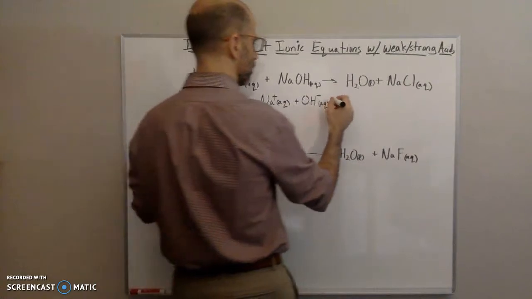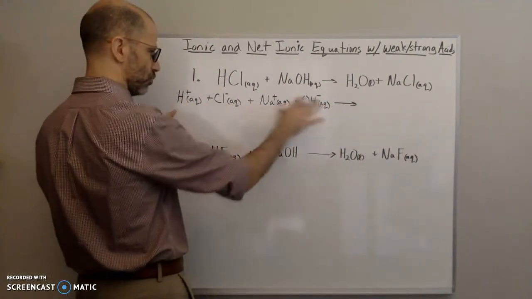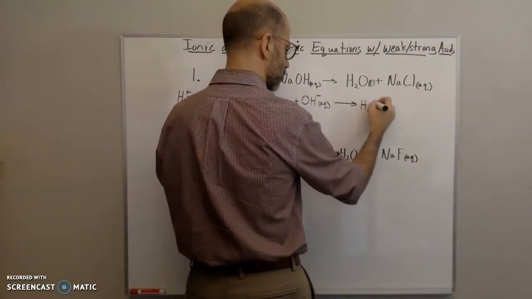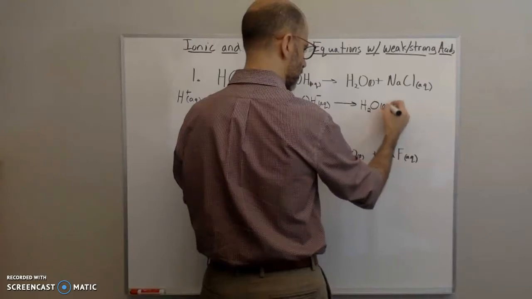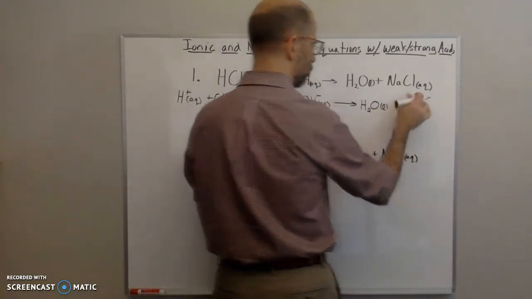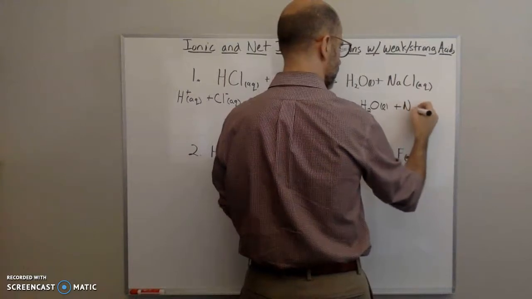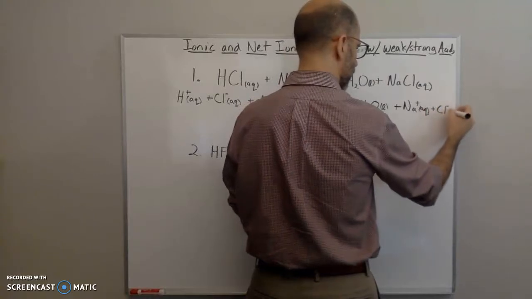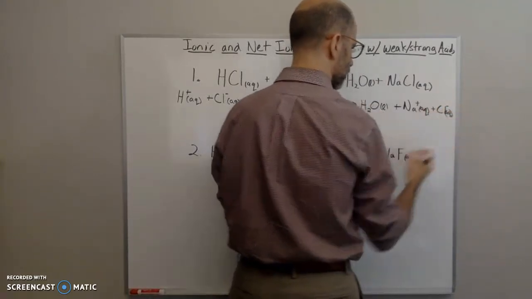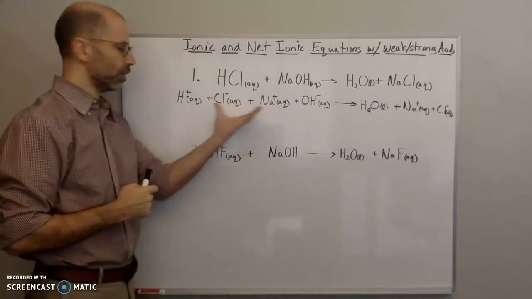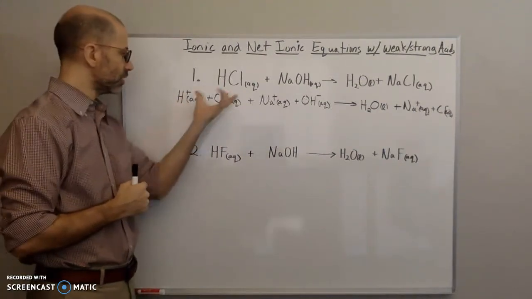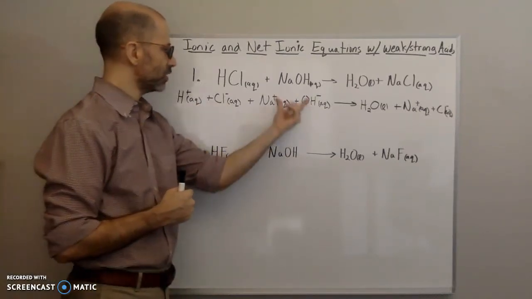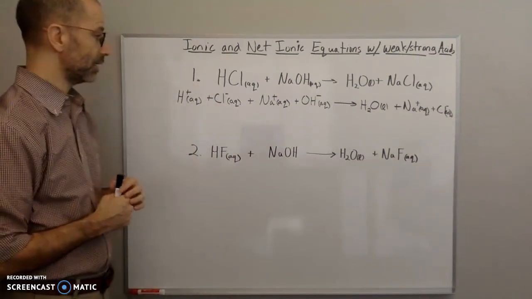Then you do the same thing with your products. Your water is a liquid, so you keep that together. It's not an aqueous solution, so you keep it a liquid. Everything stays together. And then here we have aqueous, so you're going to break that apart into the ions. So sodium is aqueous plus your chloride ion is aqueous. Okay, so this is your complete ionic equation. The strong acid is separated into its ions, and the strong base is separated into its ions.